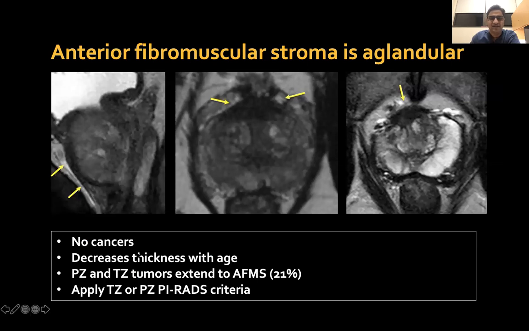When you see a lesion involving the transition zone and the anterior fibromuscular stroma, you apply the score depending upon where the tumor is originating. Almost 20% of the tumors from the peripheral zone and transition zone extend and do involve the anterior fibromuscular stroma. It is aglandular, so no cancers originate in the anterior fibromuscular stroma itself. It can be centrally thick like this or eccentrically thick like this.